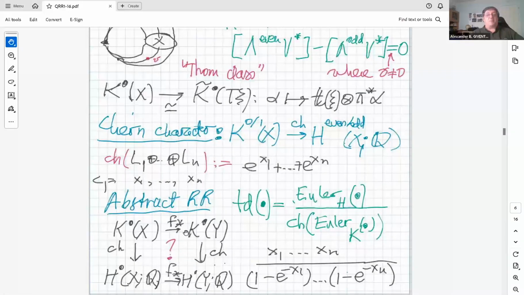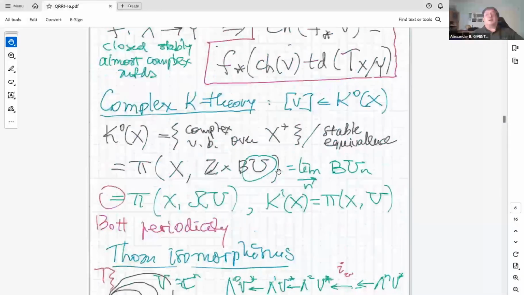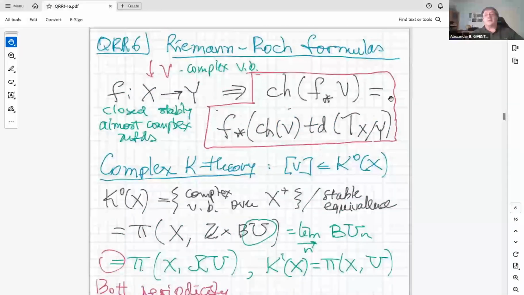So if there is a map F from X to Y, you can take the push forward in one theory and the push forward in another theory, but also there are these morphisms. And the question is whether this square is commutative. The answer is no, it's never commutative. That is, if you take the push forward in K theory and then compute the Chern character, it is not the same as computing the Chern character of that bundle V and then taking its push forward. You need to correct it, and the correction is this factor, the Todd class, so that it measures the non-commutativity of that square.